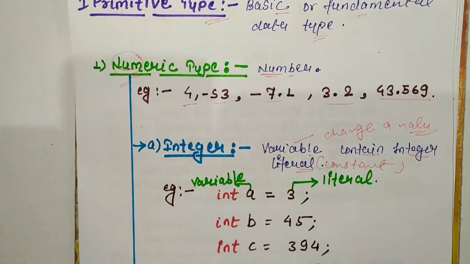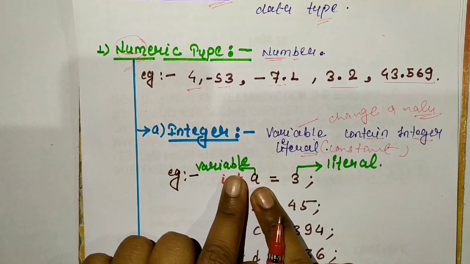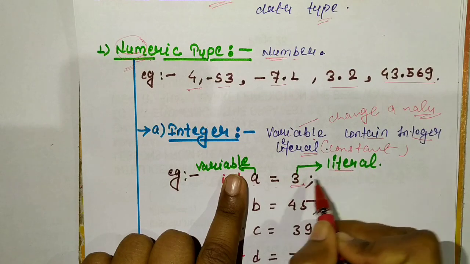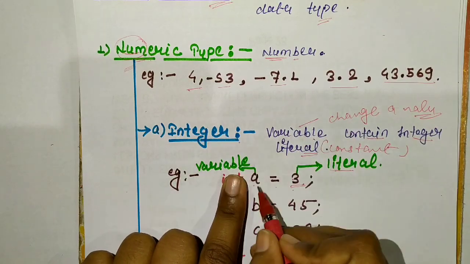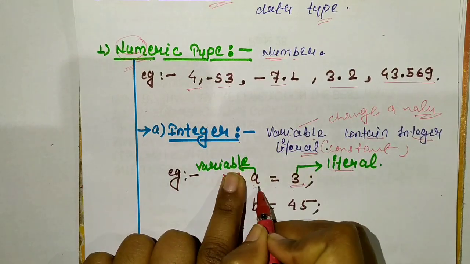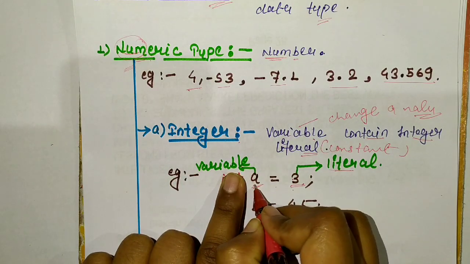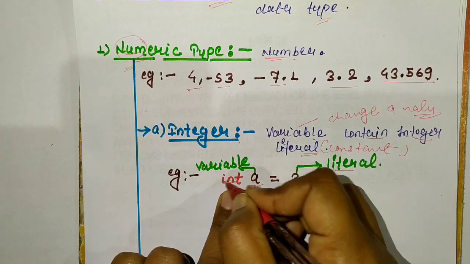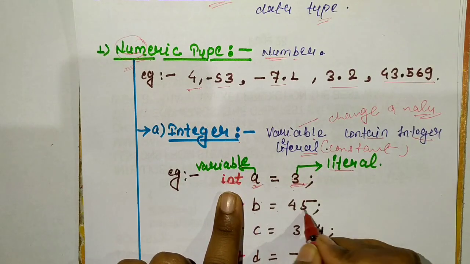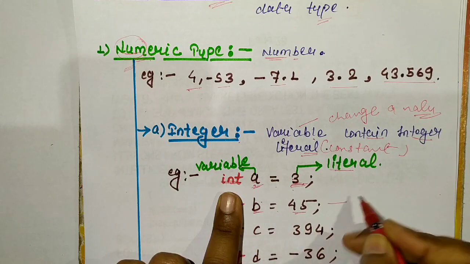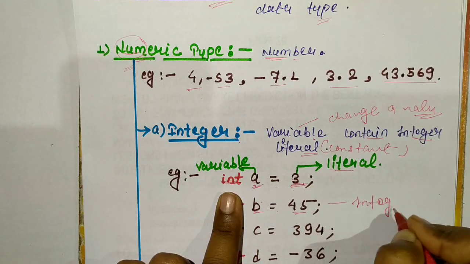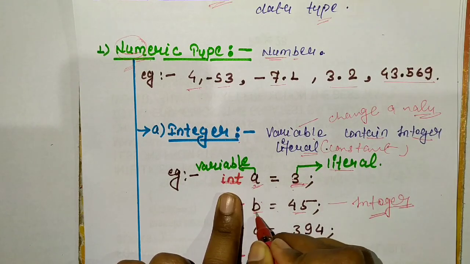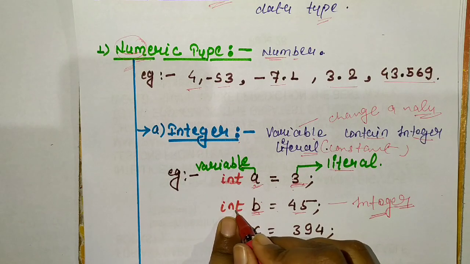For example, a equal to 3. 3 is a literal. Which type of literal? It is an integer literal. a is a variable. So what is the data type of a? Because a contains an integer literal, the data type of a is integer. Here also b equal to 45. b contains 45, which is also an integer literal. These are examples of integer literals. So the data type of b is also integer.